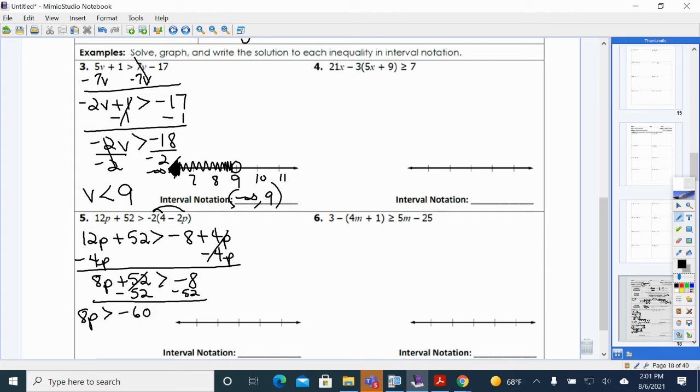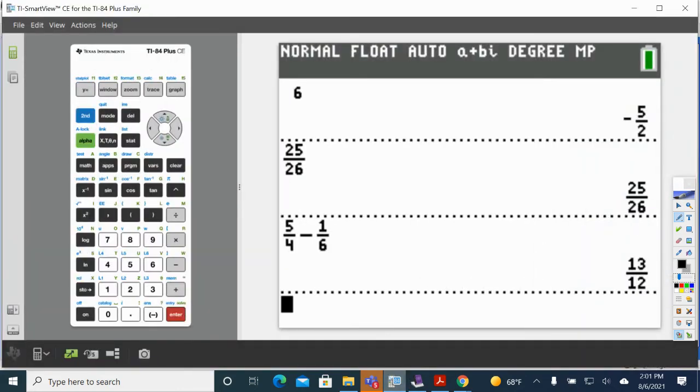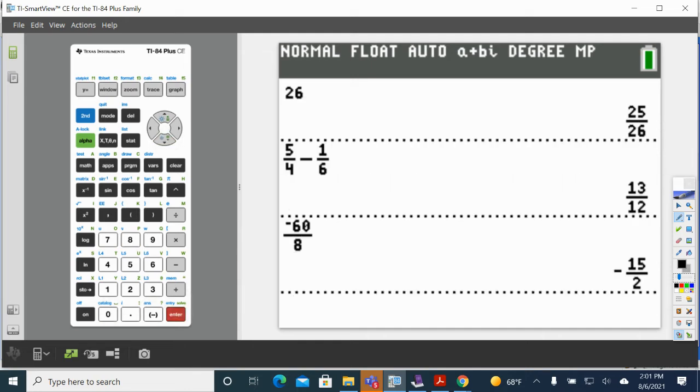And then we want to divide by 8. And we get p is greater than. Notice that we divided by a positive number, therefore the inequality sign does not need to change. Negative 60 divided by 8 will reduce to negative 15 over 2.